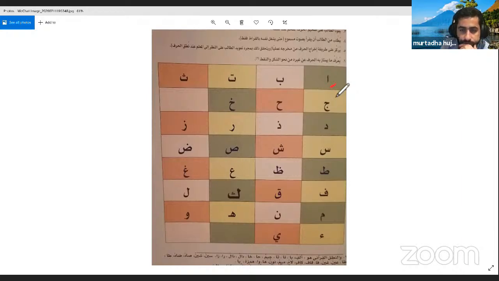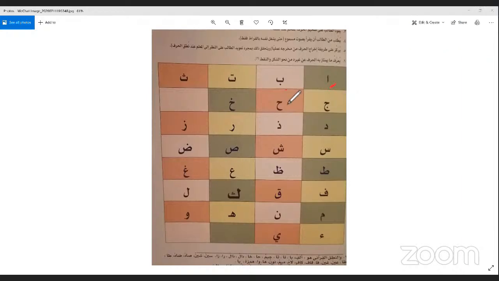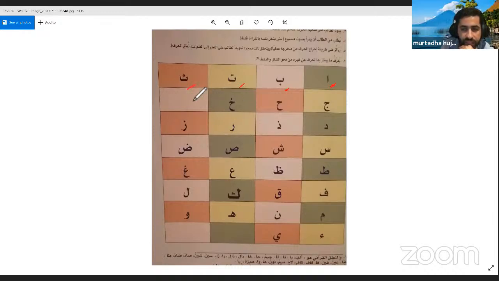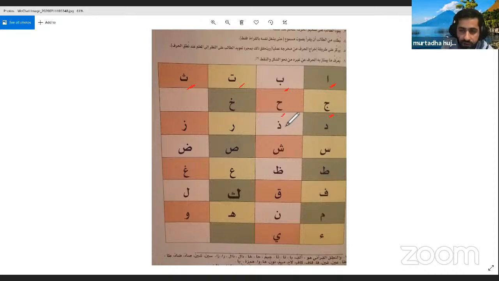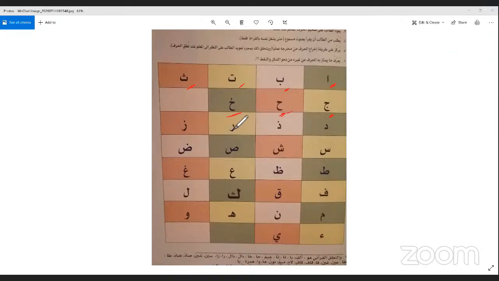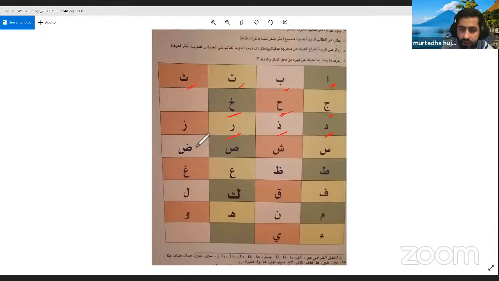Together we read. Alif. Ba. Ta. Tha. Jim. Ha. Kha. Dal. Dhal. Ra.